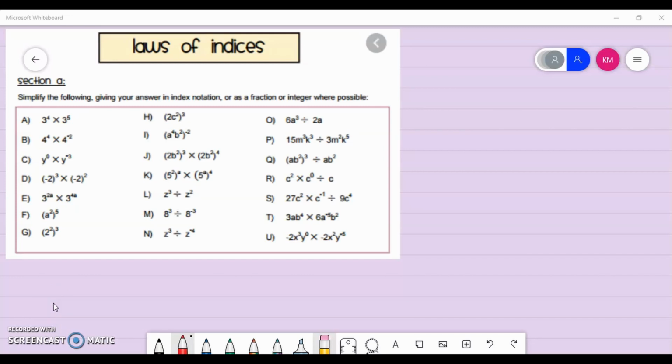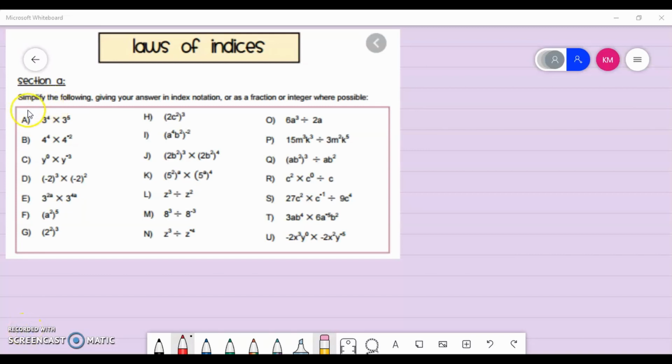In this session, we will be looking at how to simplify questions using the laws of indices. If you haven't looked at my previous video on laws of indices and how some of them are derived, please be sure to do so.